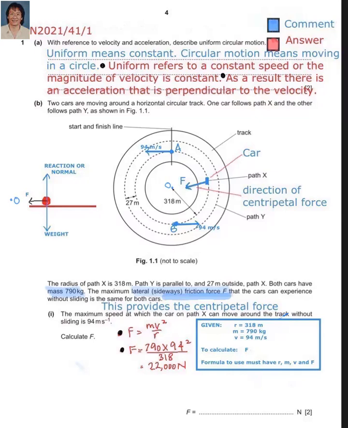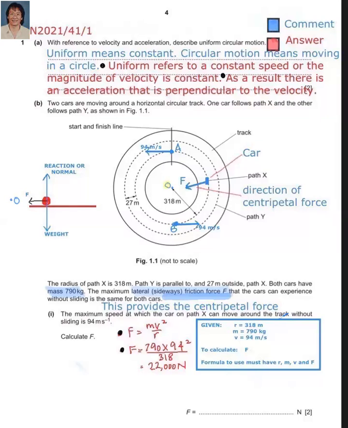Uniform means constant. The problem is what is constant here. And then circular motion means moving in a circle. To do this question, you need to understand that velocity is a vector quantity. It has both magnitude as well as direction. Assuming that the car moves along path X, the center of the circular motion is O here.